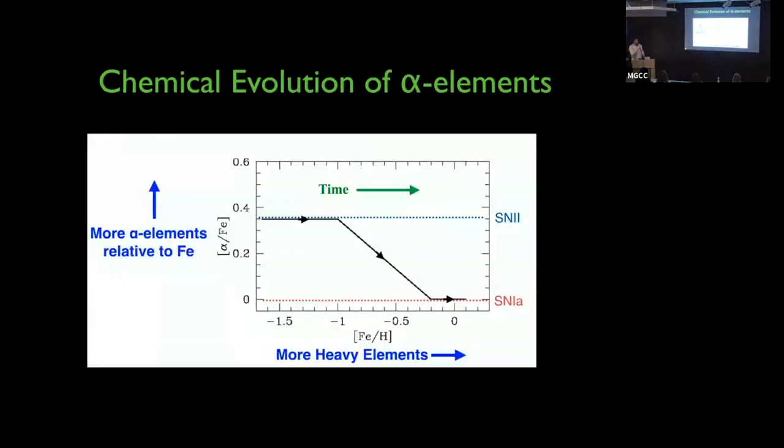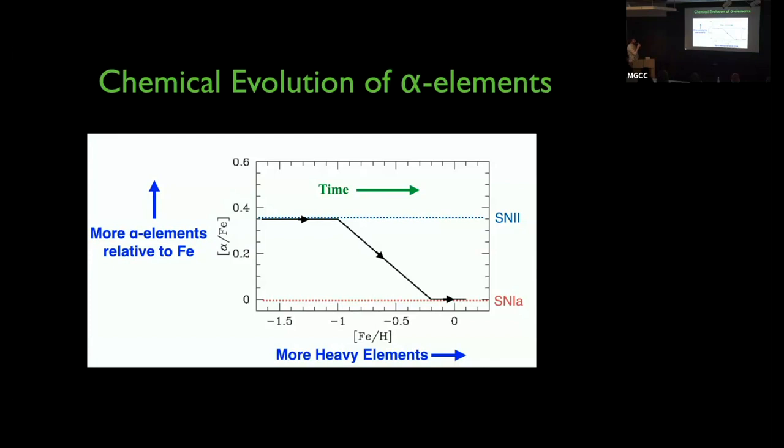So what does that look like in the abundance plane? Here's a common plot that you'll see, where we have alpha abundances relative to iron on the y-axis. This doesn't really depend on the overall metallicity of the star. It's looking at the ratio of those two. On the x-axis, we have overall metallicity, and over time we're moving to the right. So you can see that in early times, we're dominated by supernova type 2, high alpha elements.